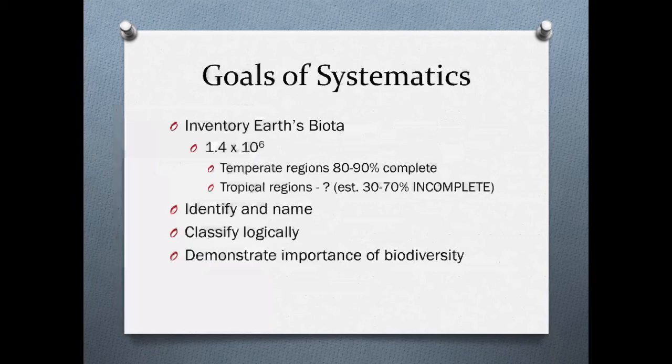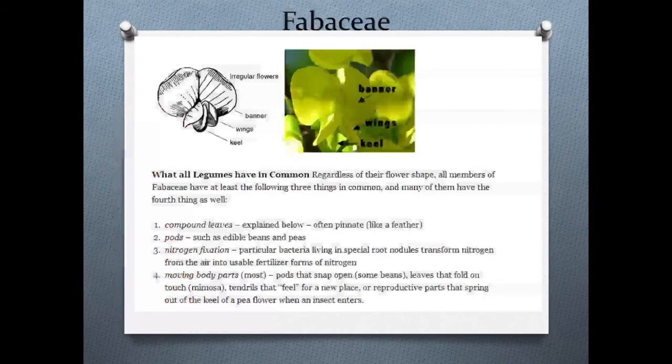Ask yourself why temperate regions would be mostly complete, and tropical regions, we really have no idea how complete they are. Some of them maybe only 30% complete. Some of them may be 70% incomplete. It's tough to know because we don't know exactly how diverse some of these tropical regions are. So it's basically trying to use all of the information to gather as much information about every single organism we have on this planet. Let's look at a couple of examples.